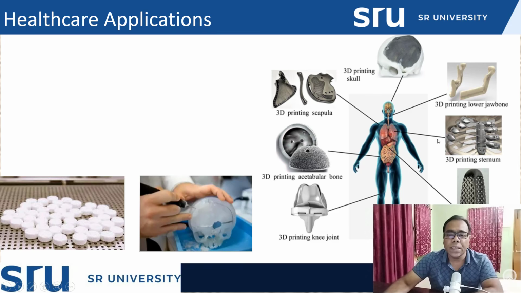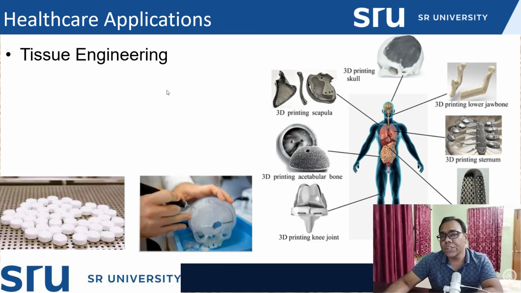Now coming to the healthcare applications, the biomedical applications of 3D printing. It can be used for tissue engineering. In tissue engineering, different organs are made using different additive manufacturing techniques. A part made directly from the 3D printing process can be used as a prosthetic. Sometimes part of our ear is damaged, so the damaged area will be removed and replaced, or a prosthetic similar to our ear can be made.